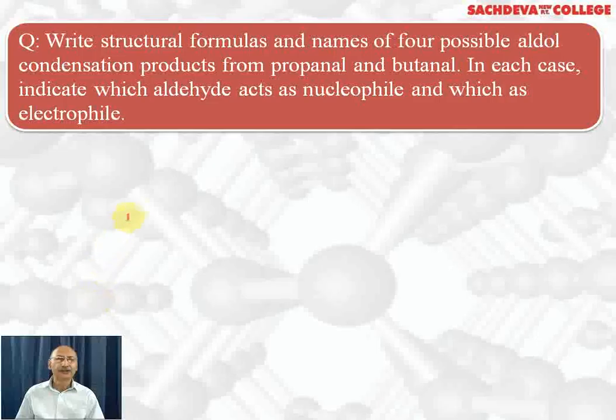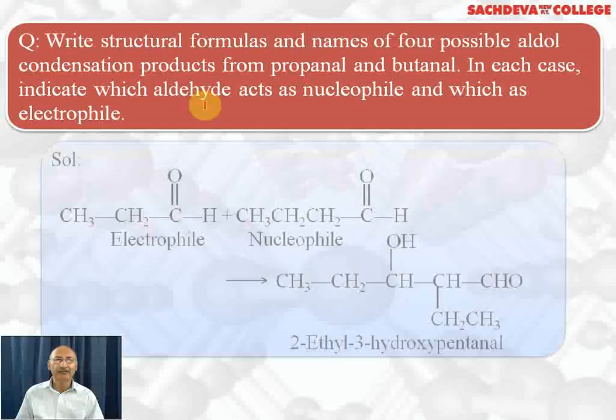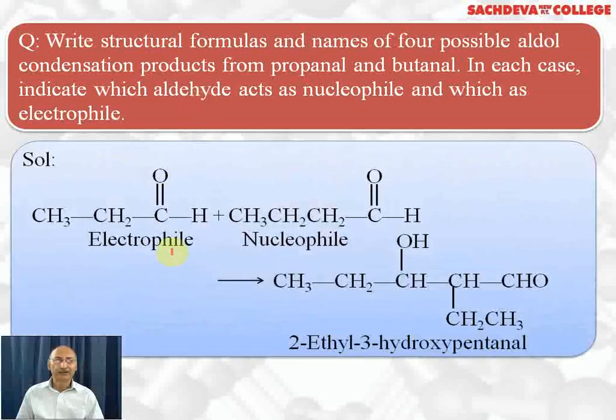Let's continue with questions. Write structural formula and names of the four possible cross-aldol condensation products from propanal and butanal. In each case, indicate which aldehyde acts as nucleophile and which acts as electrophile. This is the electrophile, that is, attack will take place on the carbonyl carbon. This will attack as nucleophile, meaning alpha hydrogen from this carbon will be removed and a carbanion will be formed.